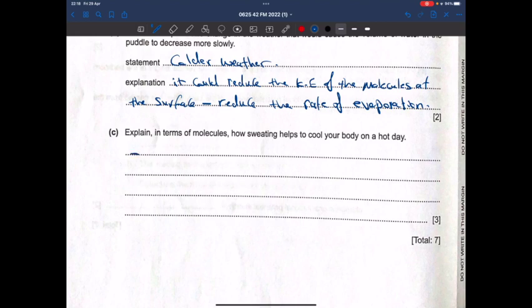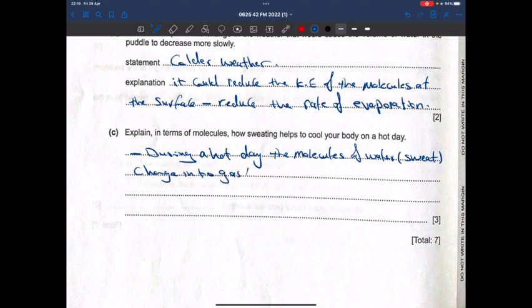Let me write that down. During a hot day, the molecules of water, actually here the sweat, change into gas, and this is what we call evaporation. And it causes taking the most energetic molecules away.